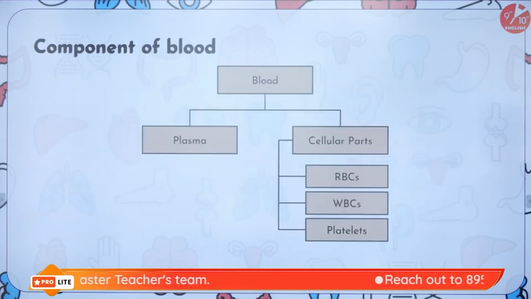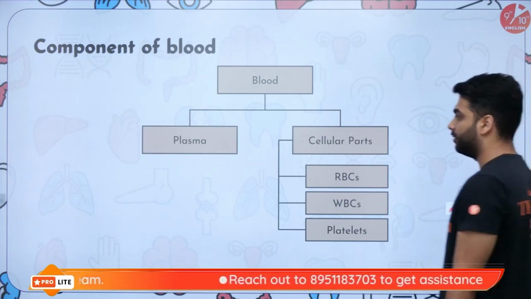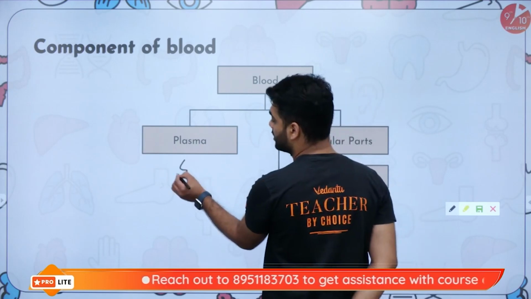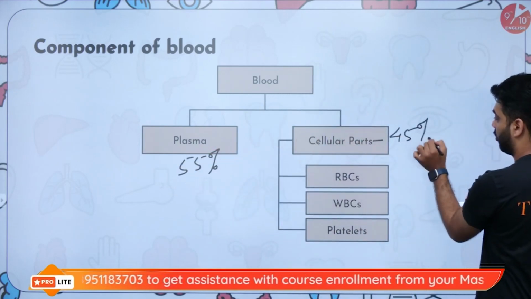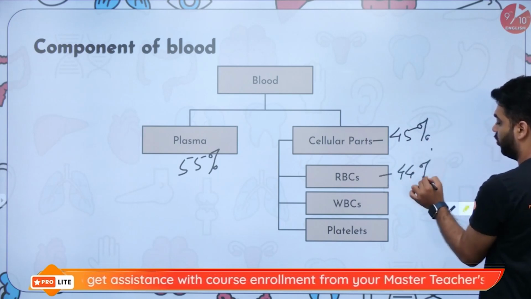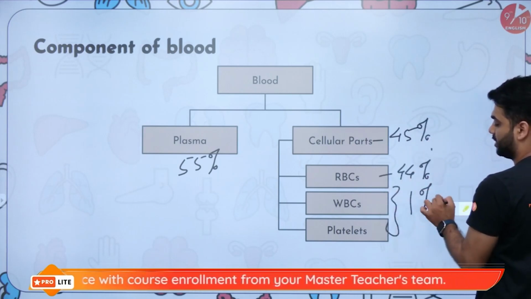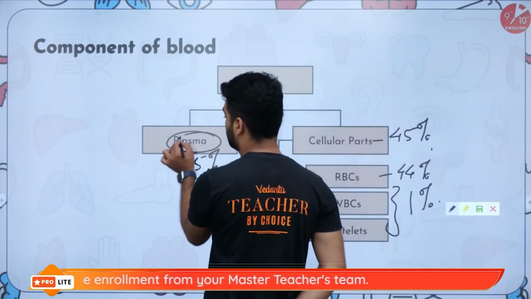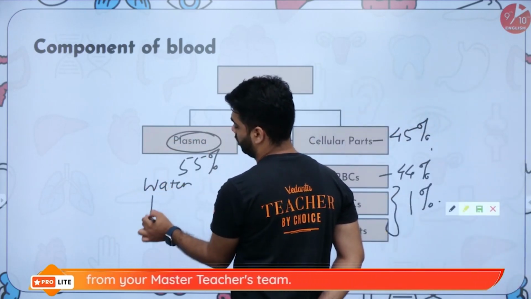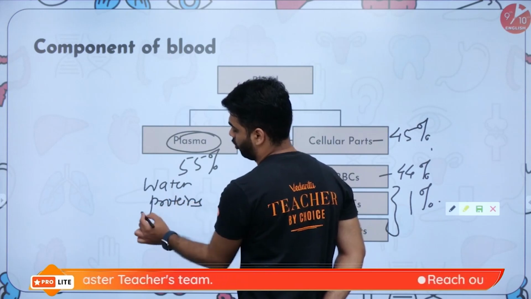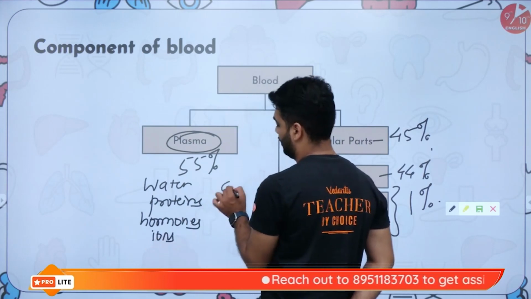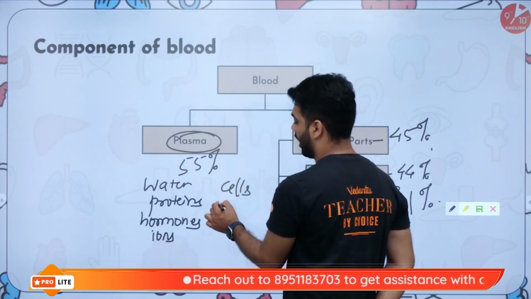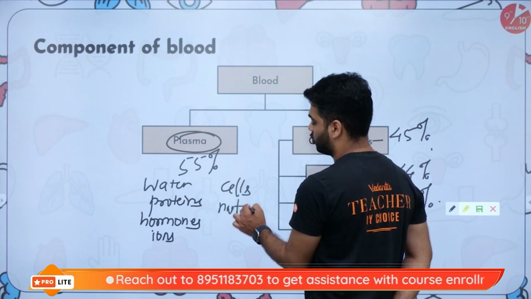And now we talk about the components of blood. So blood has got a liquid part and a cellular part. 55% of the blood is plasma, the remaining 45% is the cellular part. Out of that 45, RBC is 44 and this is 1%. If I talk about the components of plasma, plasma has got water, proteins, hormones, ions, a little amount of cells and other nutrients.